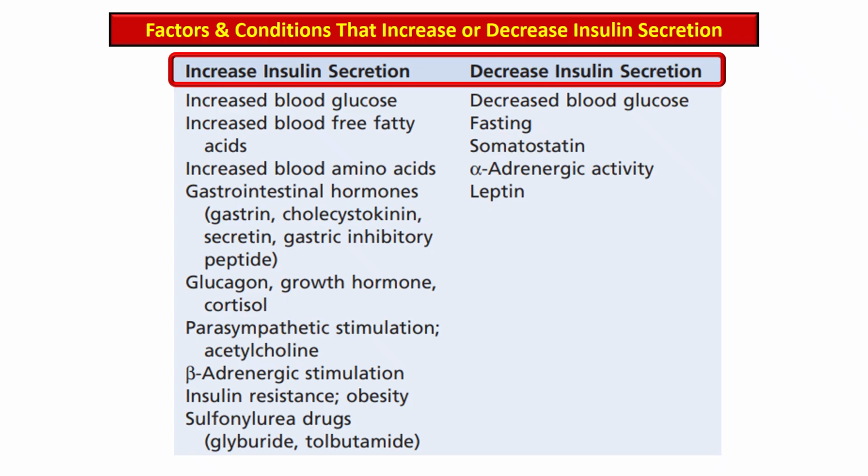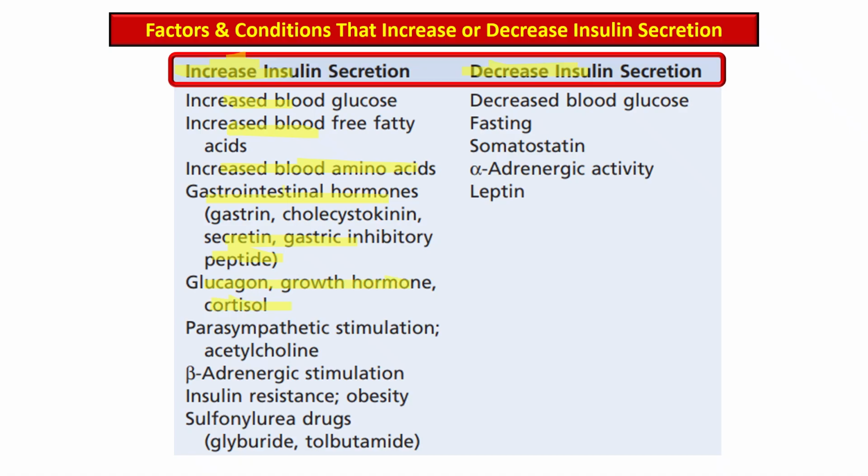So this table is listing the factors that influence insulin secretion, divided into two categories: factors that increase and those that decrease insulin secretion. Factors that increase the insulin secretion are increased blood glucose, increased free fatty acids, increased blood amino acids, gastrointestinal hormones such as gastrin, cholecystokinin, secretin, gastric inhibitory peptide. Then there are other hormones like glucagon, growth hormone, and cortisol.